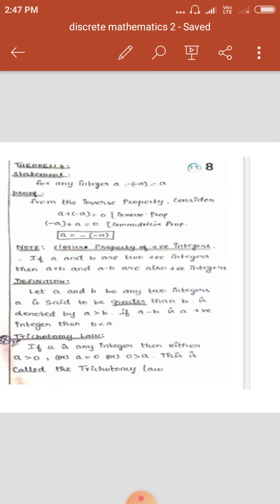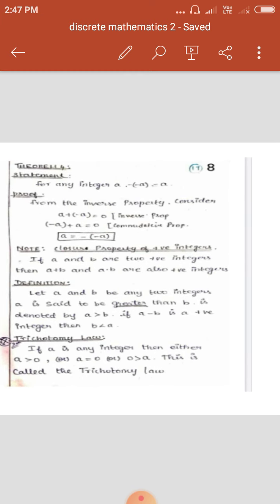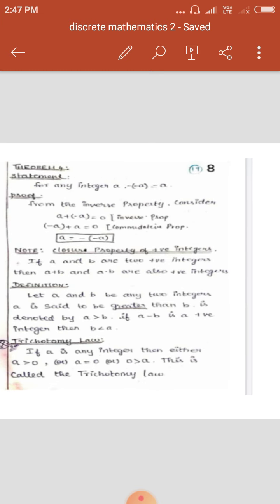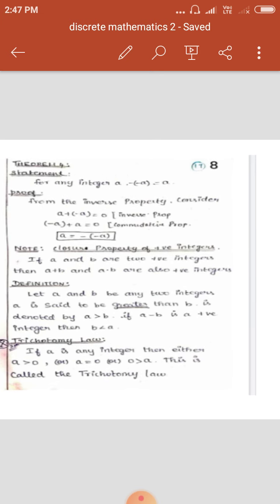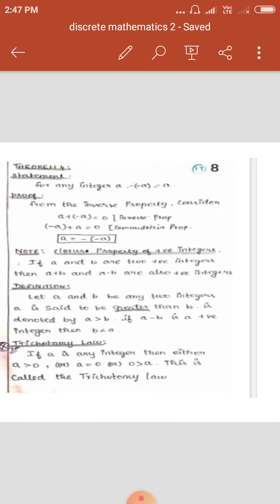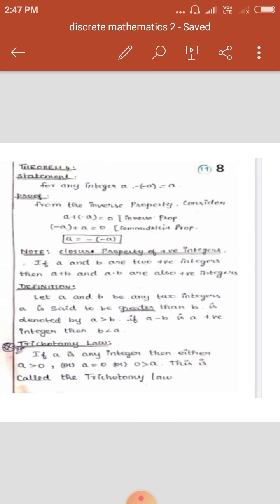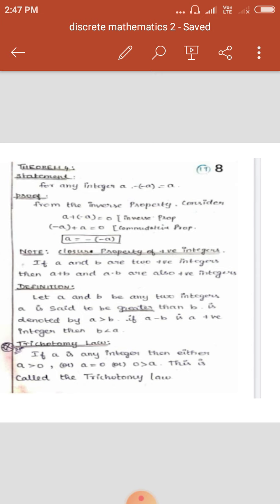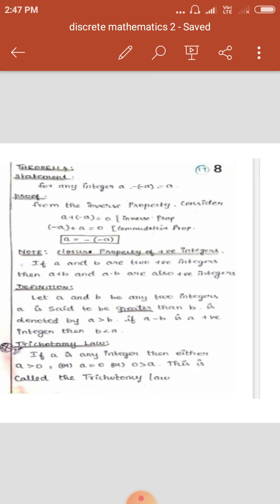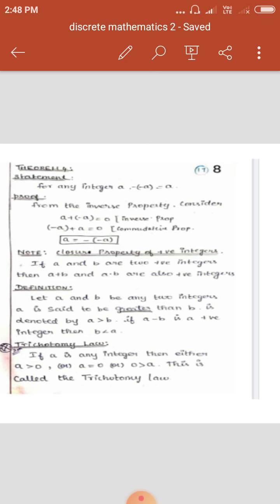For any integer a, minus of minus a is equal to a. From the inverse property, we have to consider the inverse property. Consider a plus of minus a is equal to 0. So, instead of a, you have to write minus a. So, minus a plus a is equal to 0. There is the commutative property. You know that commutative a plus b is equal to b plus a. So, a plus of minus a is nothing but minus a plus a. We just have to apply the commutative property. That is nothing but a is equal to minus of minus a.